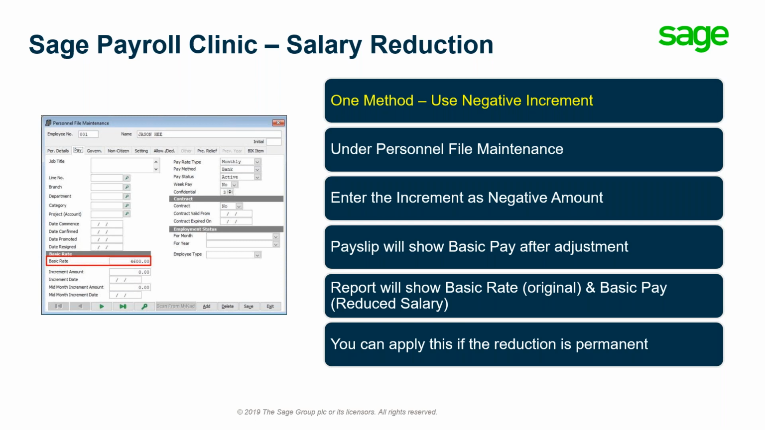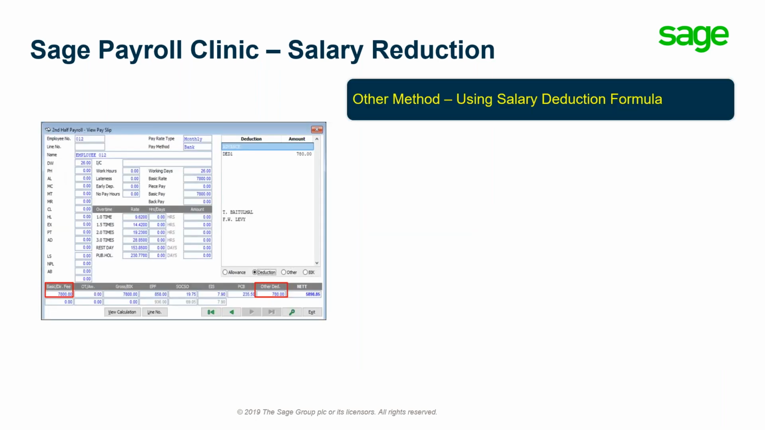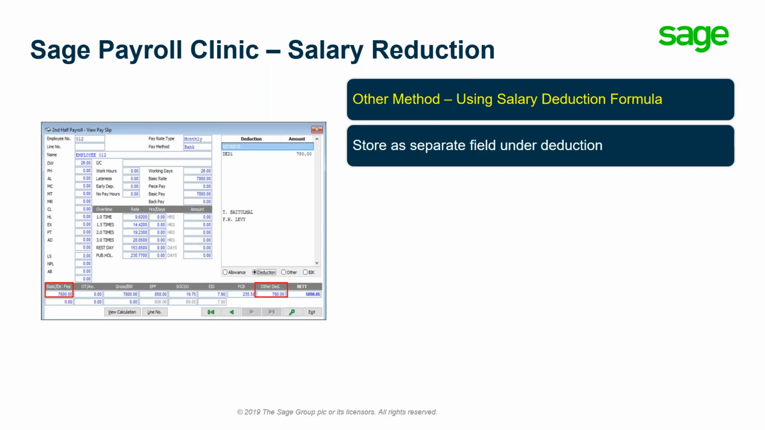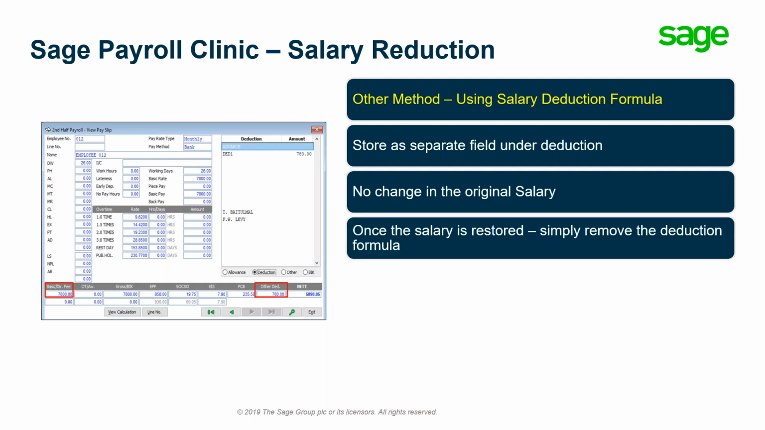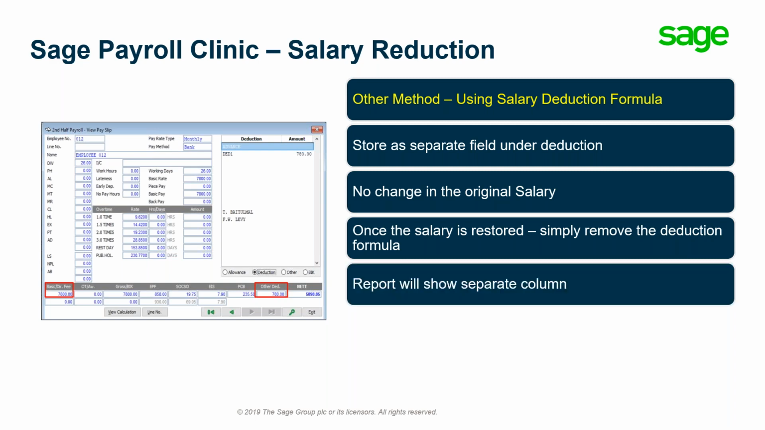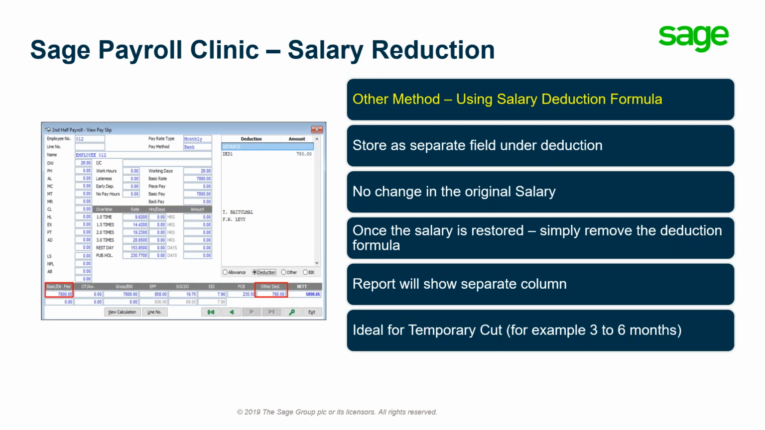That's one method. The second method is using a salary deduction formula. What it means is that it will be split up. You don't touch the basic rate, but it will be split up as a separate field under deduction. No change on the original salary, your basic rate. But once the salary is restored, you simply remove the deduction formula, then you go back to the original one. The report will show a separate column. The payslip also will show a separate deduction column to reflect this deduction of salary.